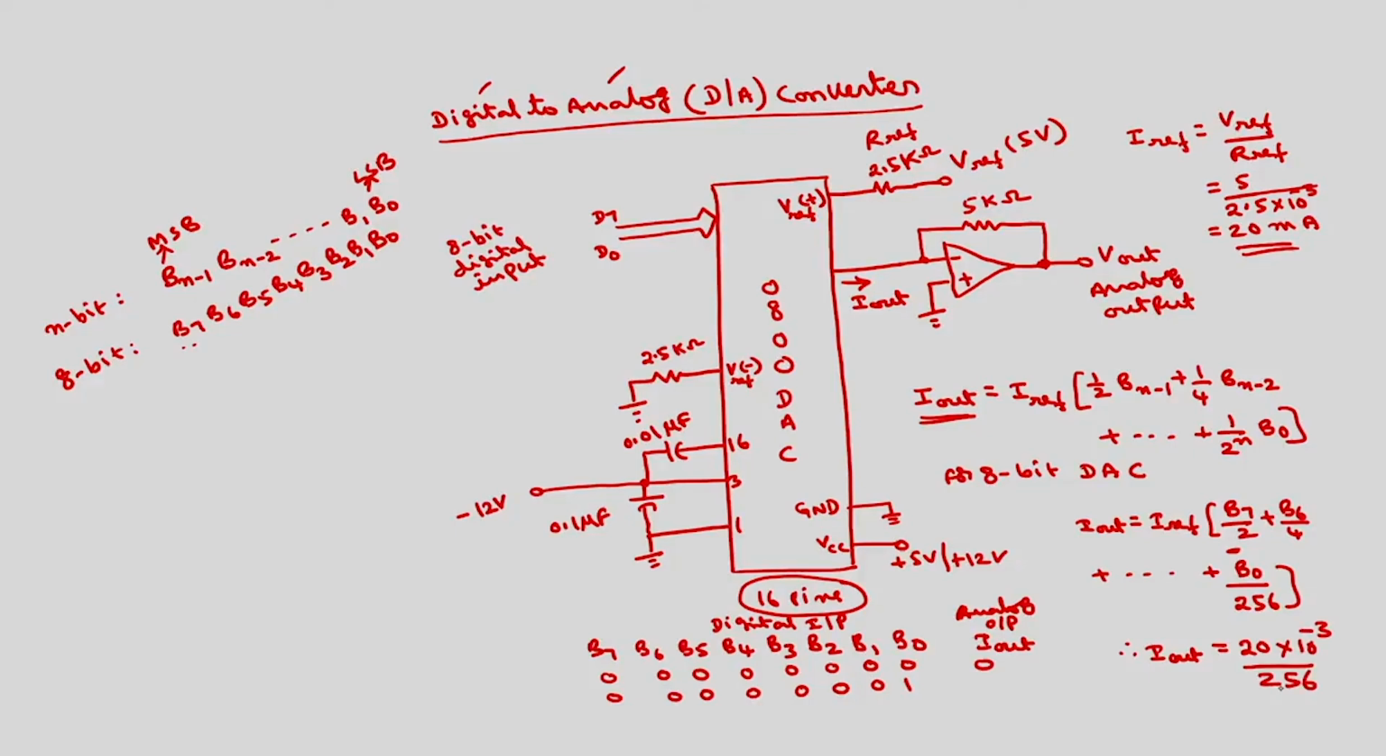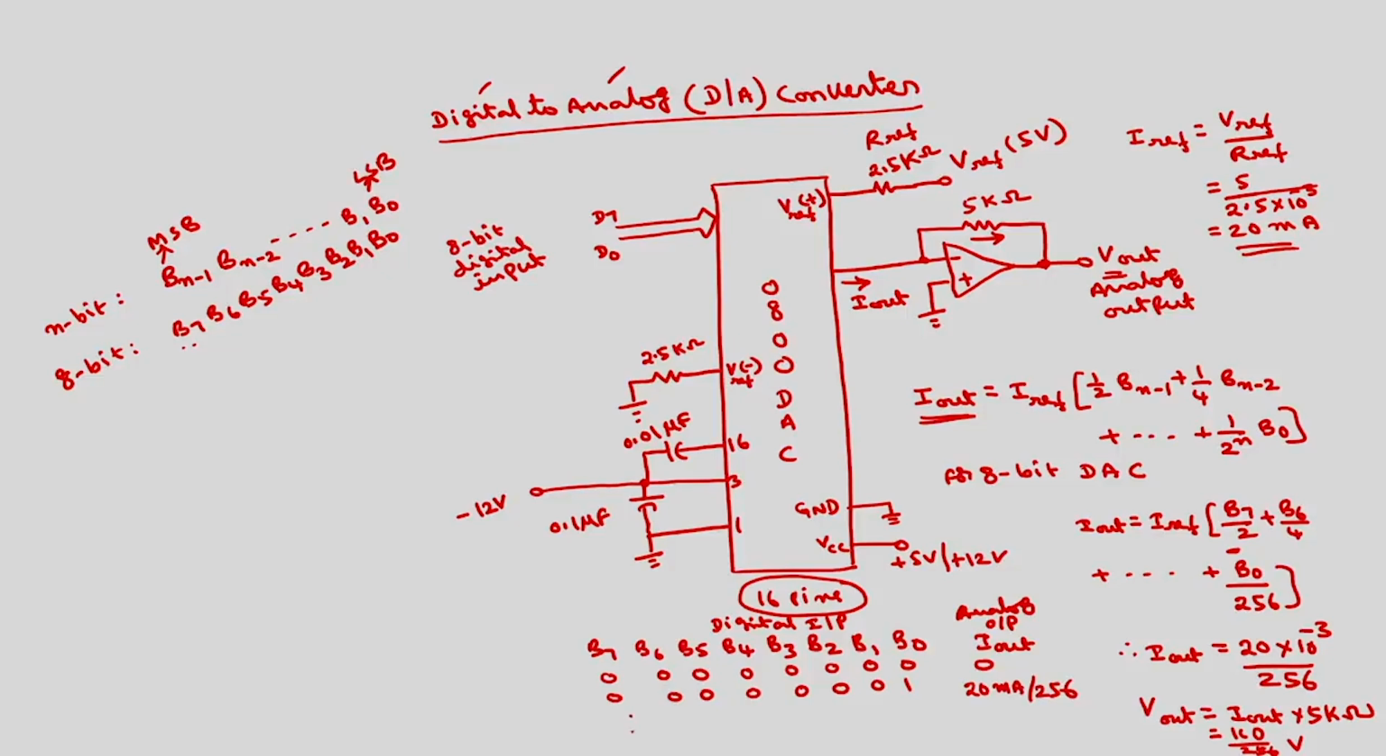This is I out. And if I want a V out, V out is equal to I out into 5 kilo ohms, because this has to pass through this. So this kilo and milli will get cancelled. It will be 100 by 256. This many volts will be the output voltage corresponding to 0001. This I out is 20 milliamps by 256.